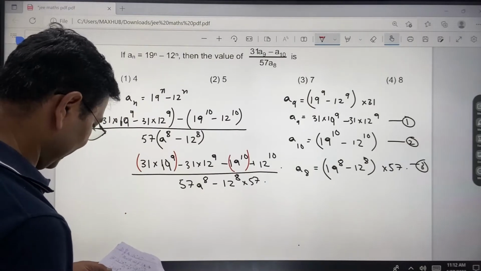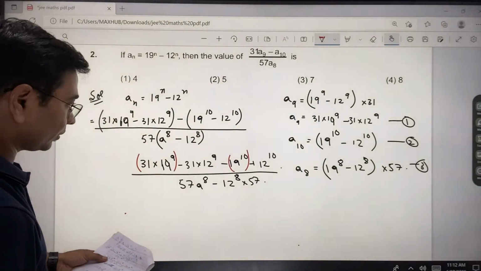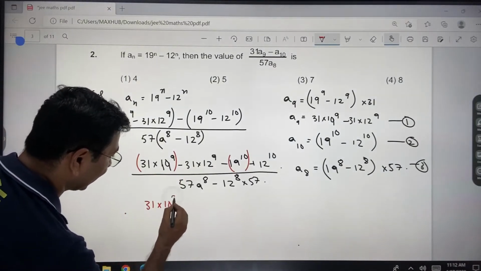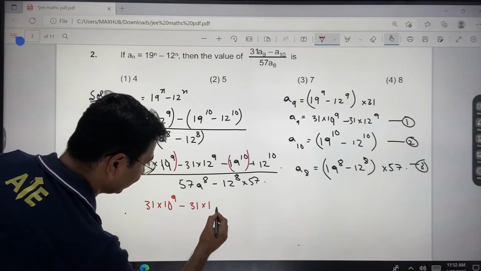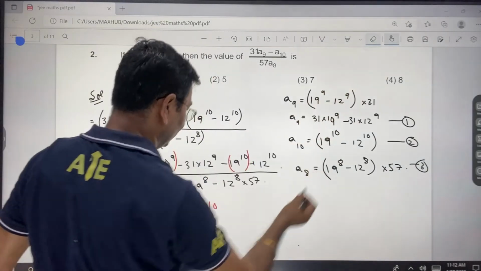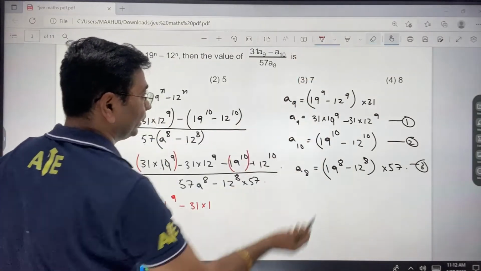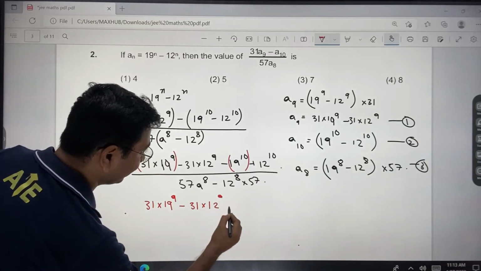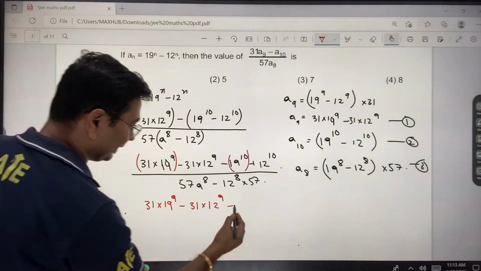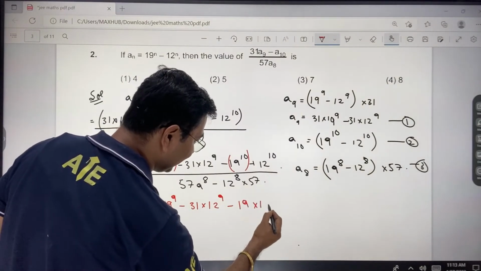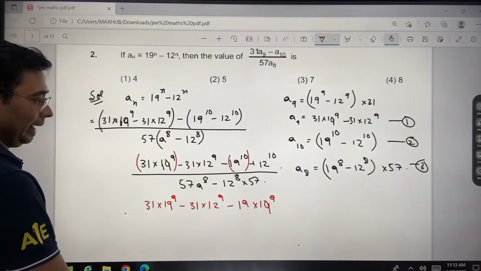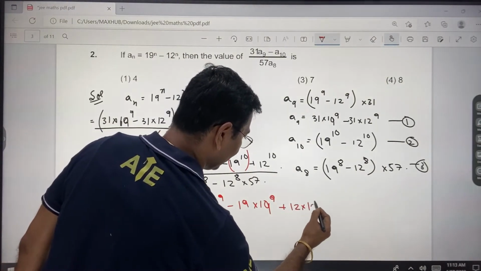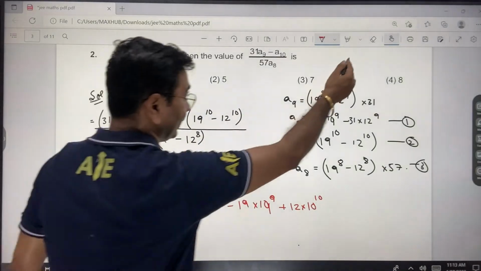19 to the power 9 and this is 9. So you can write it in this way: 31 into 19 to the power 9 minus 31 into 12 to the power 9, minus, now this is 19 to the power 9, put it in this way, and the next term is plus of 12 into 12 to the power 9.